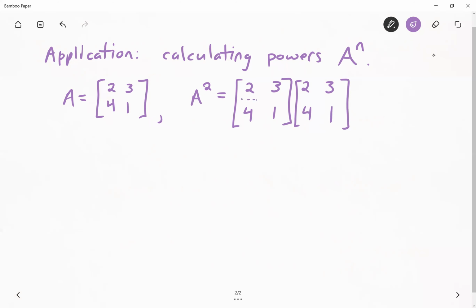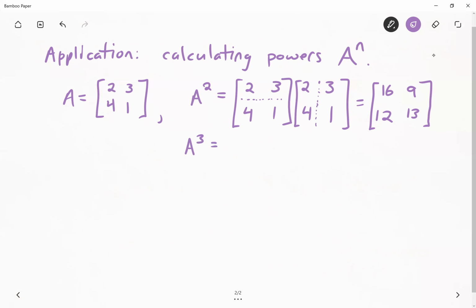If it helps, we can always partition this into rows and columns. And remember, we're calculating a bunch of dot products when we calculate a matrix product. See, the top left entry is going to be 4 plus 12. That's 16. And the top right entry is going to be 6 plus 3, that's 9. The bottom left entry is going to be 8 plus 4, that's 12. And the bottom right entry is going to be 12 plus 1, that's 13. And squaring a matrix isn't too bad.